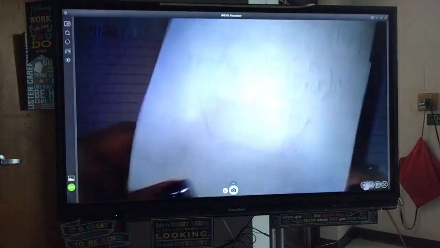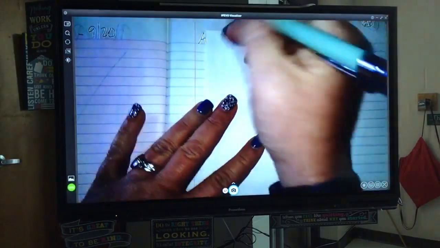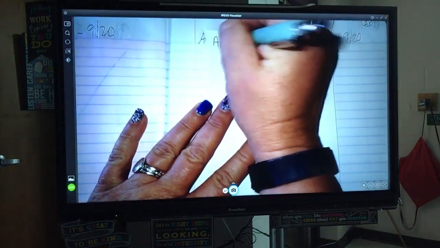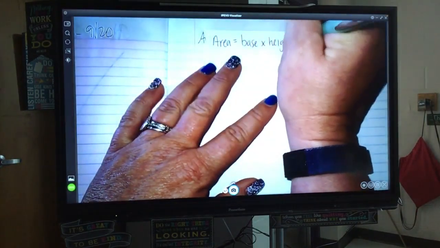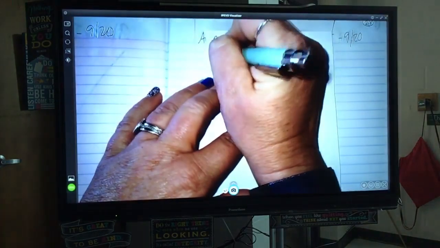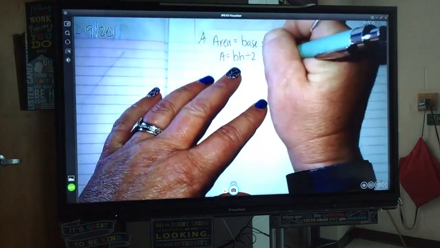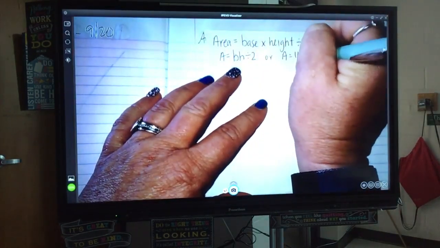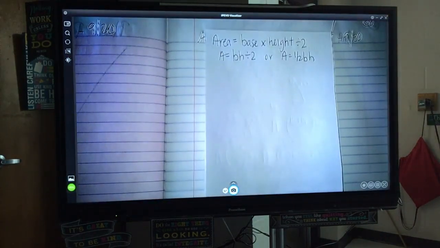Triangle. Now, the formula for the area of a triangle should be ingrained in your brains by now, but if not, it's base times height divided by 2. You can write it a couple different ways. A equals BH divided by 2, or you can do A equals half the base times the height. If you do not get part of your foldable down while we're in class today, it is going to be posted on Canvas, so you can simply copy it down while you're doing your independent work.